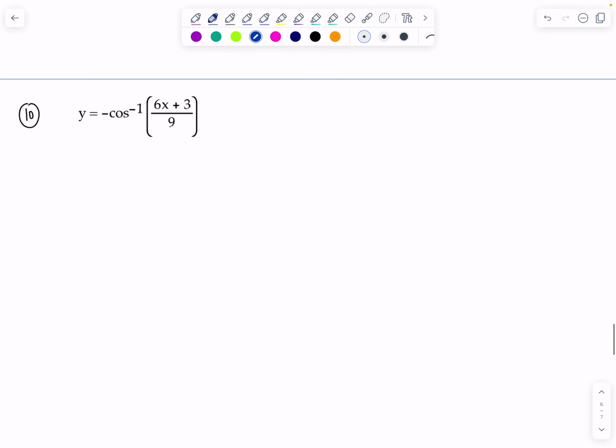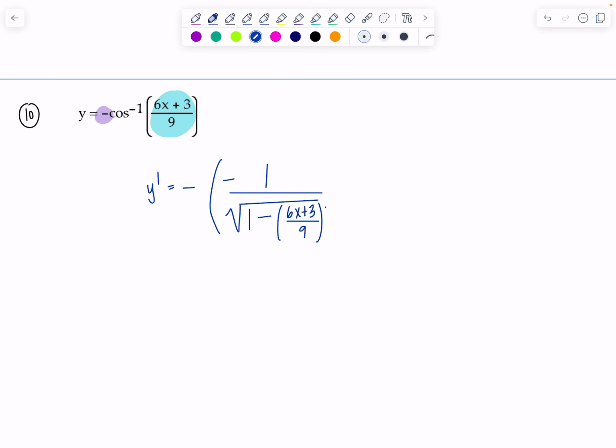Y equals negative cosine inverse of (6x plus 3) over 9. So remember, the derivative of cosine inverse of x is just like sine inverse. It just has an extra negative on it. So y prime is going to be, did you notice though we already have an extra negative here? So I'll have negative 1 over square root of 1 minus this stuff, that whole mess squared, (6x plus 3) over 9, squared.